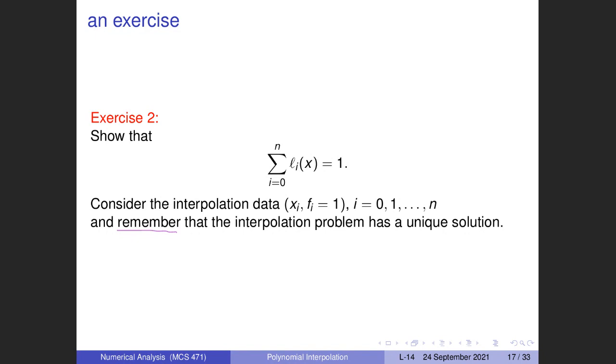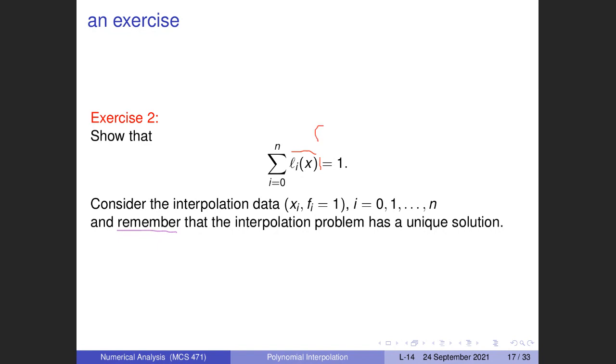So the constant function 1 is interpolated, and the interpolation problem has a unique solution. So if we interpolate the constant function 1, which is a polynomial of degree 0, then that is already the interpolating polynomial. And the interpolating polynomial, so I will write it now, so the Lagrange interpolation, you actually multiply the Li's with the Fi's.